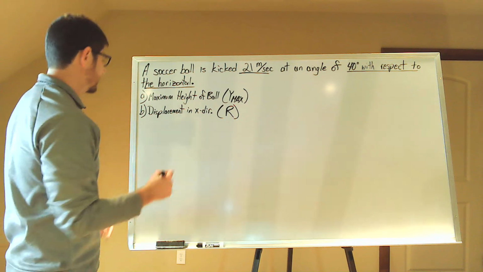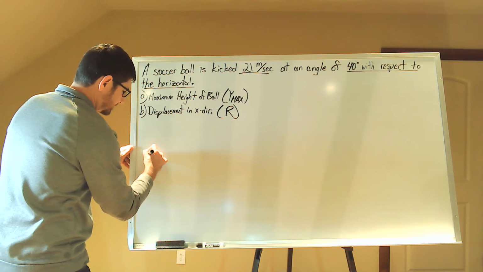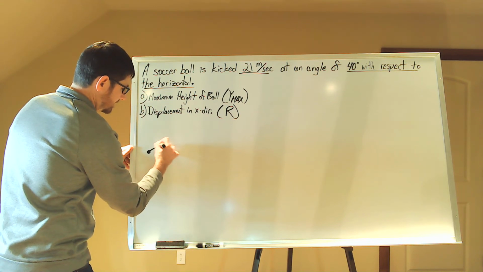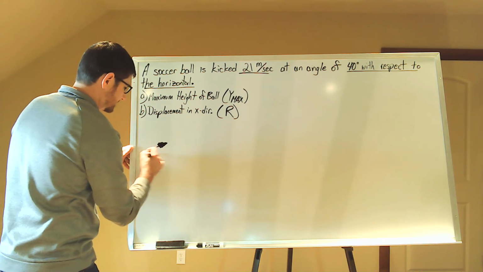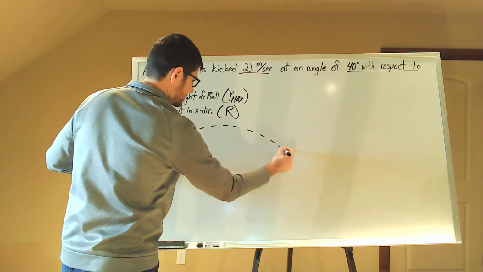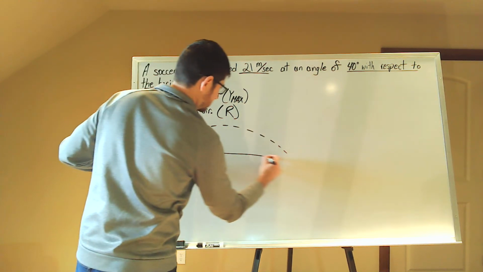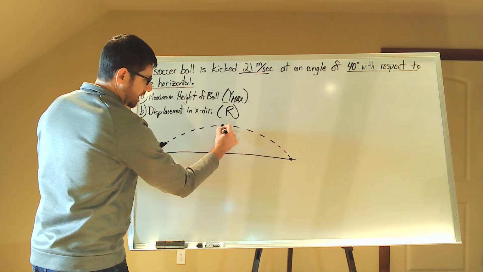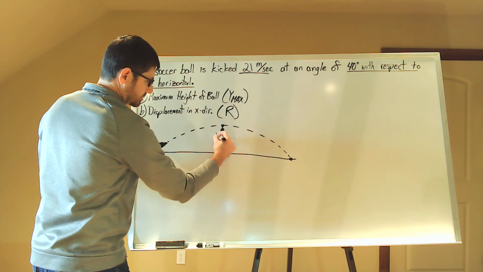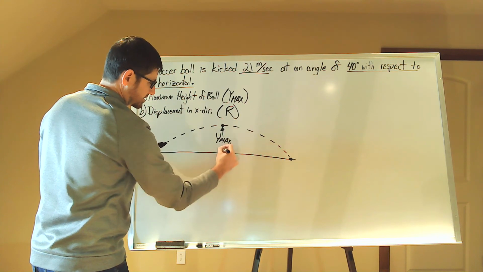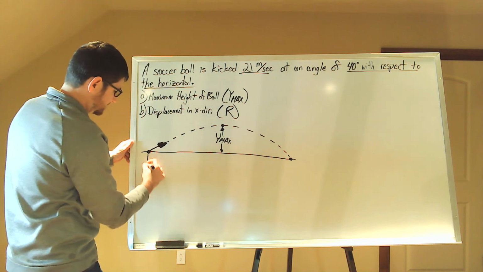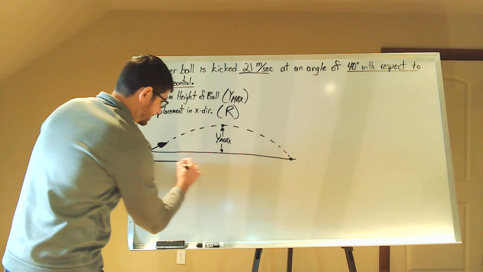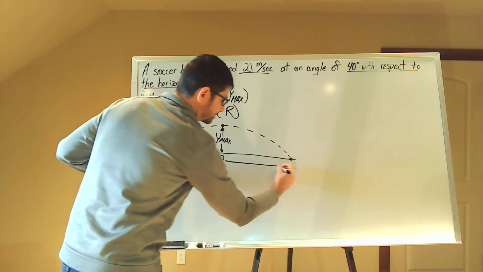So let's go ahead and draw a simple picture. So we have the person kicking the soccer ball at 40 degrees. Okay, and I will identify y max right here. This is y max, and the total displacement in the x direction is known as range. So our range is right here.